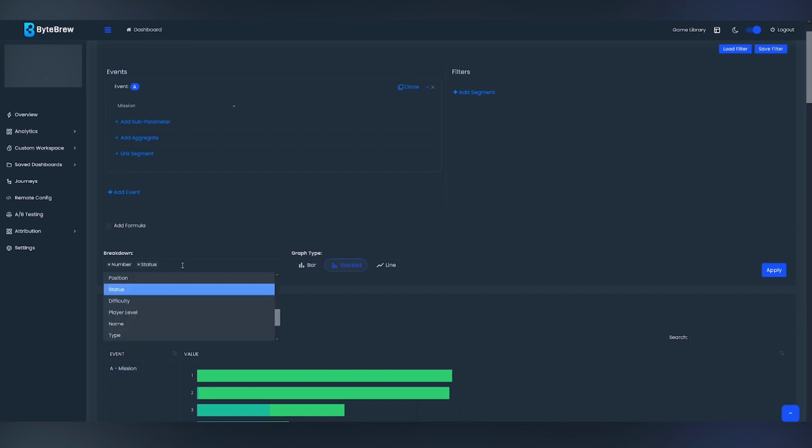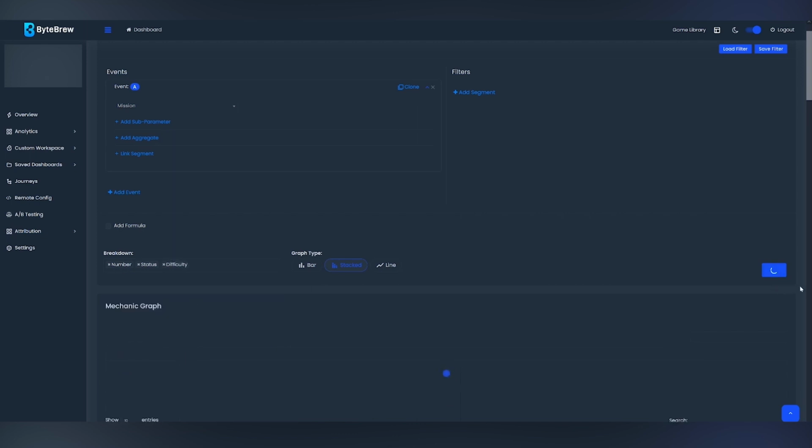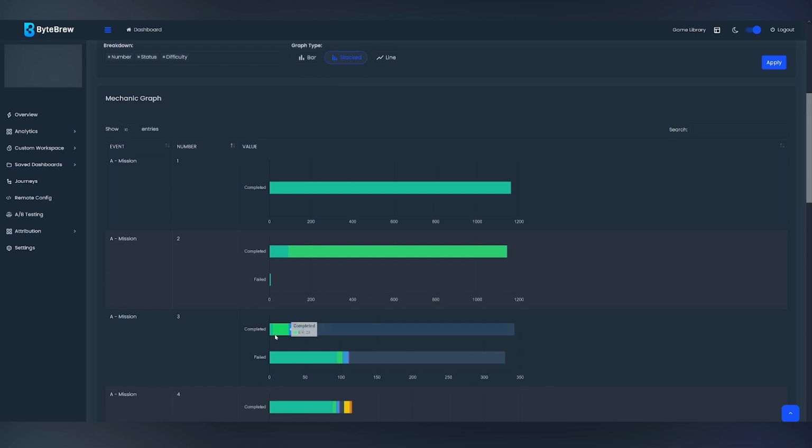In my game, I'm going to add the additional parameter to break down by called difficulty. I'm going to run that again. Now, sorting by mission number and looking at mission 3 as an example, I can see that of those that failed, many failed at a difficulty of minus 1, 0.4, 0.8, in fact, many failed at zero. Most that did failed at zero.